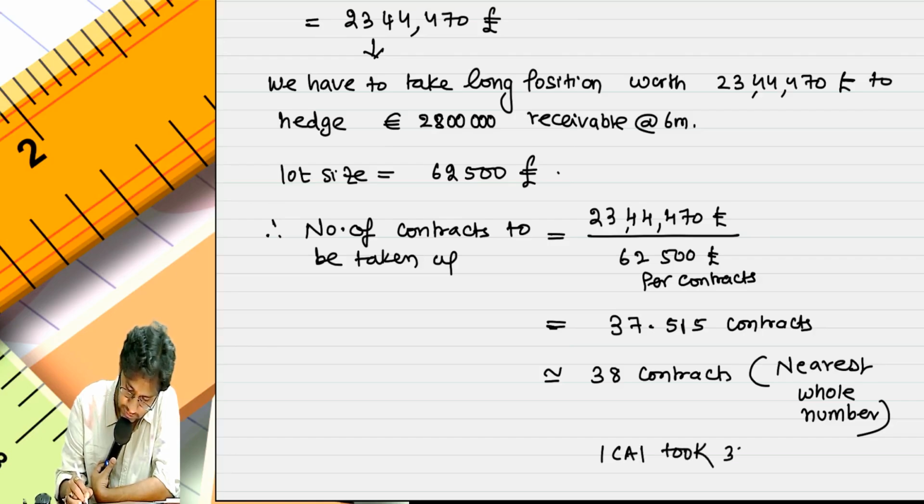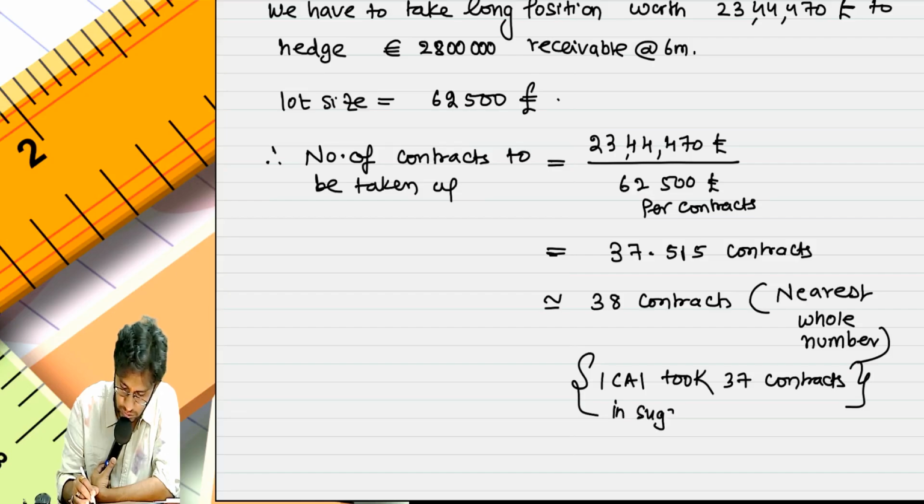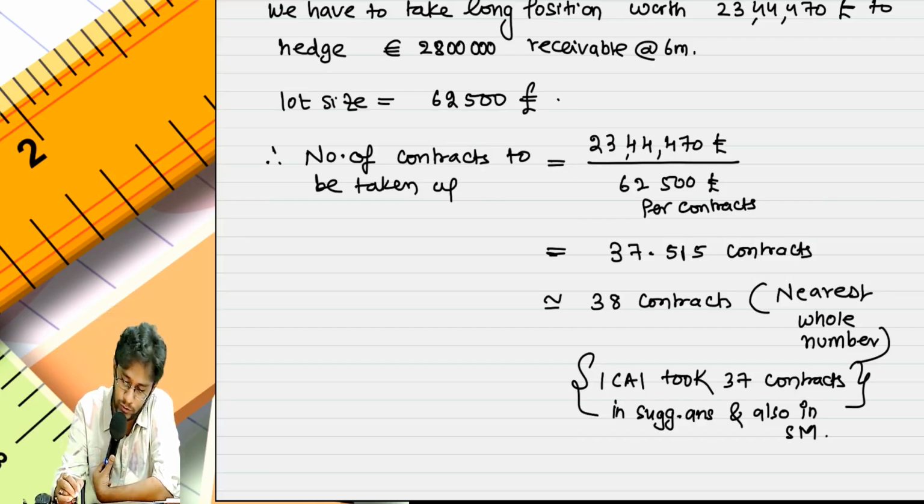Also I'm writing ICA took 37 contracts in the suggested answer and also in the study material. So those who don't want to take absolutely no risk, remember this answer.